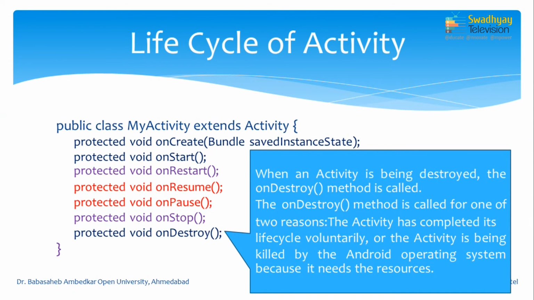The onDestroy method is called for one of two reasons. Either the activity has completed its life cycle voluntarily, that is, the task is finished, or the activity may be killed by the Android operating system because it needs the resources. So either Android can destroy your application, or it is completed voluntarily after finishing whatever task was required. This is the life cycle of an activity.